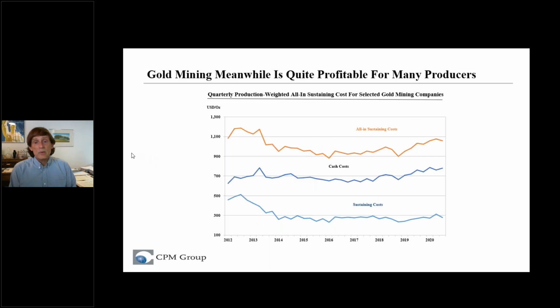Cash costs, meanwhile, and total costs. The total cost is the top line. You see the average quarterly total cost is below $1,000, or is below $1,100, and it has been below that really since 2014, since the cyclical bear market set in gold.